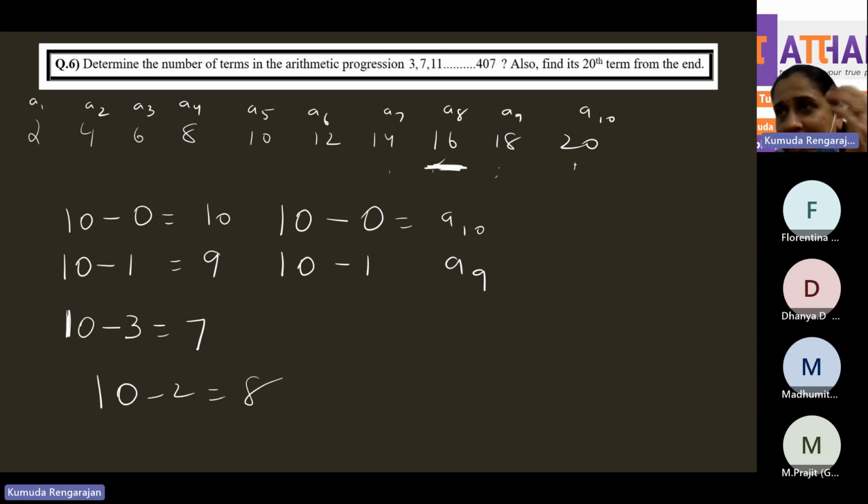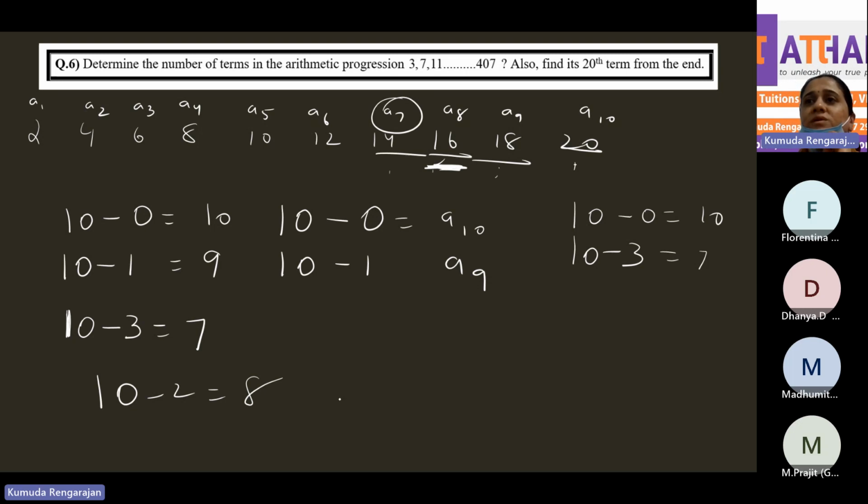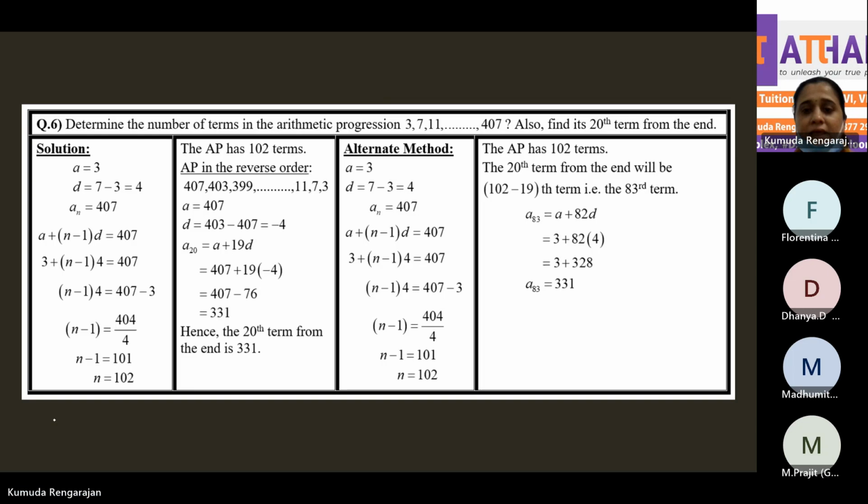So whichever term you want from the end, subtract 1 less from the total number of terms. The total number of terms is 10. If you want the first term from the end, 1 minus 1 is 0. Don't subtract anything. So the 10th term itself is the first term from behind. Supposing you want the fourth term from behind. How many terms are there? 10 terms. You want the fourth term, so subtract 3, 1 less. So A7. See here, 1, 2, 3, 4, it's the fourth term from behind. So if you want the 20th term from behind, subtract 19 from the total number of terms. That's the second method.